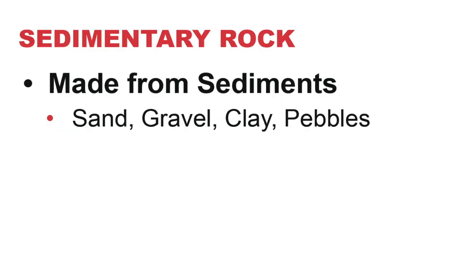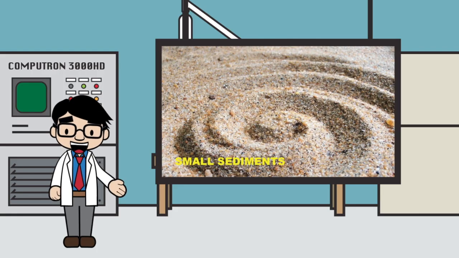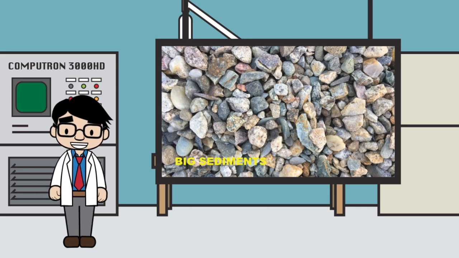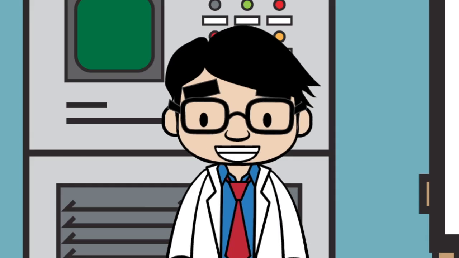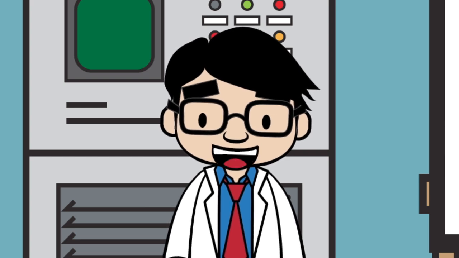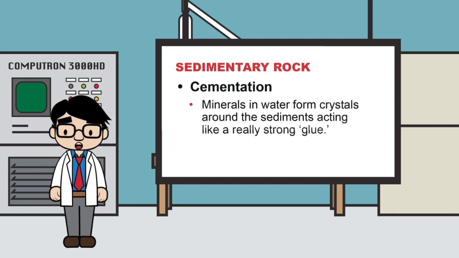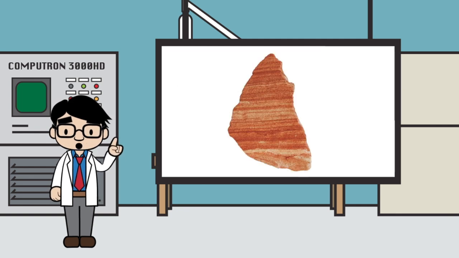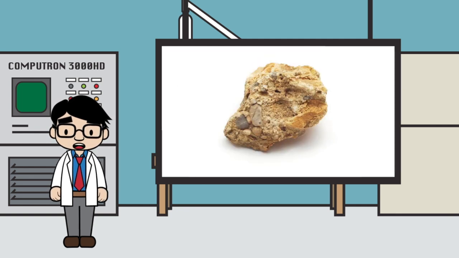Sedimentary rocks are made from sediments like sand, gravel, clay, and pebbles. Small sediments are things like sand. Big sediments are things like gravel. Sediments that go through compaction and cementation make sedimentary rock. Cementation is where minerals in the water form crystals around sediments, acting like a really strong glue. Here's a sedimentary rock made from sand. And here's one made from a bunch of other sediments.